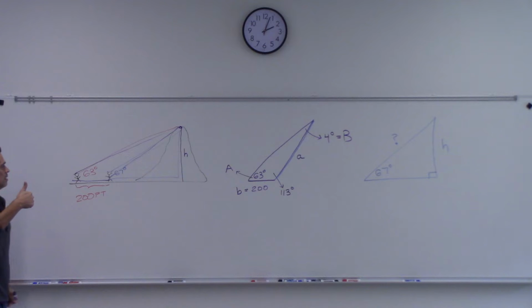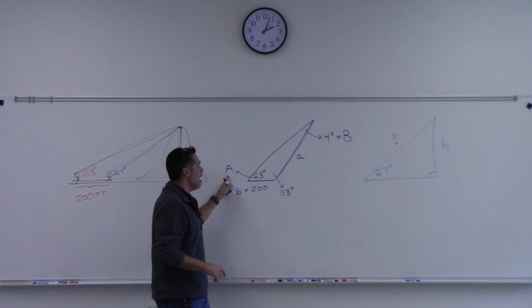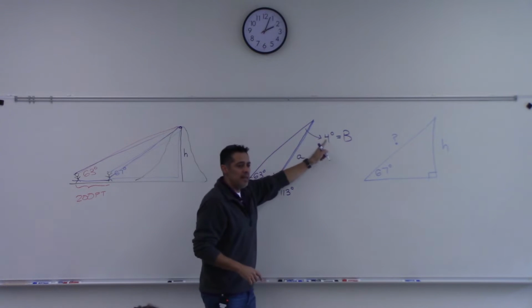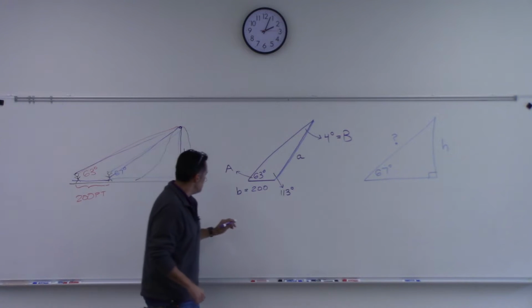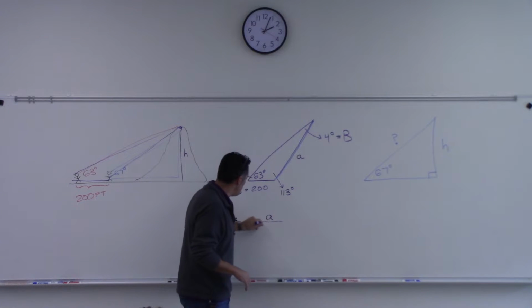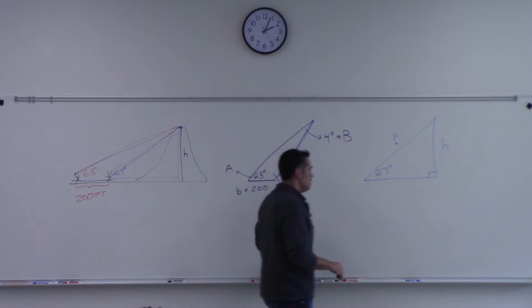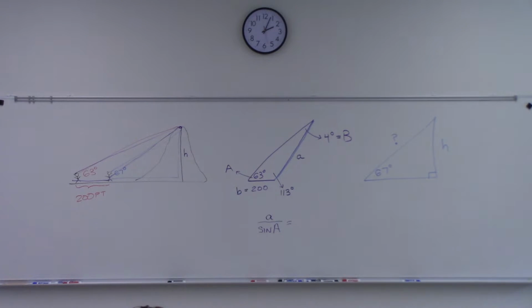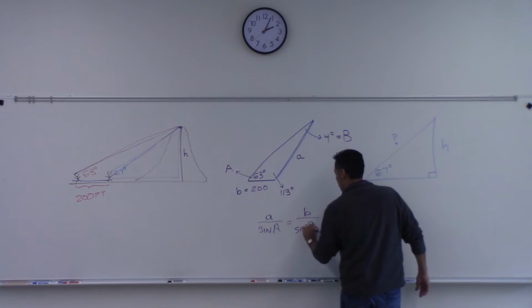Okay, so I'm going to now try and solve for little a. I have big A, I have big B, and I have little b. I'm not even going to be using C at all in this. Because I'm solving for little a, I'm going to use law of sines: little a over sine of big A is little b over sine of big B.